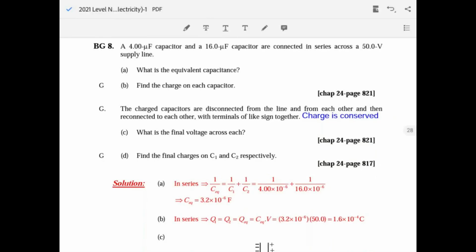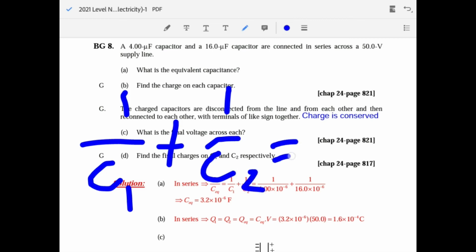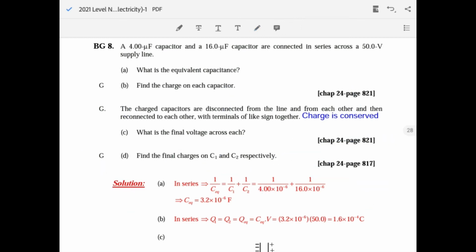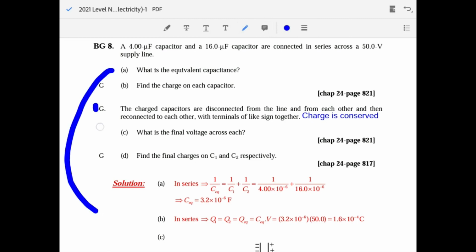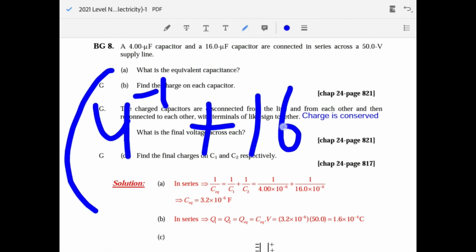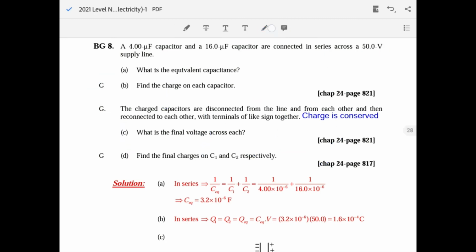Number 8. Two capacitors are connected in series with a voltage source, supply line. What's the equivalent capacitance? So series, it's opposite of resistors. So 1 over C1 plus 1 over C2 equals 1 over C total. So a way to do this is 4 inverse plus 16 inverse, then inverse again. Then you get 3.2 times 10 power minus 6. The 10 power minus 6 you can apply to the end, because it's constant, micro.